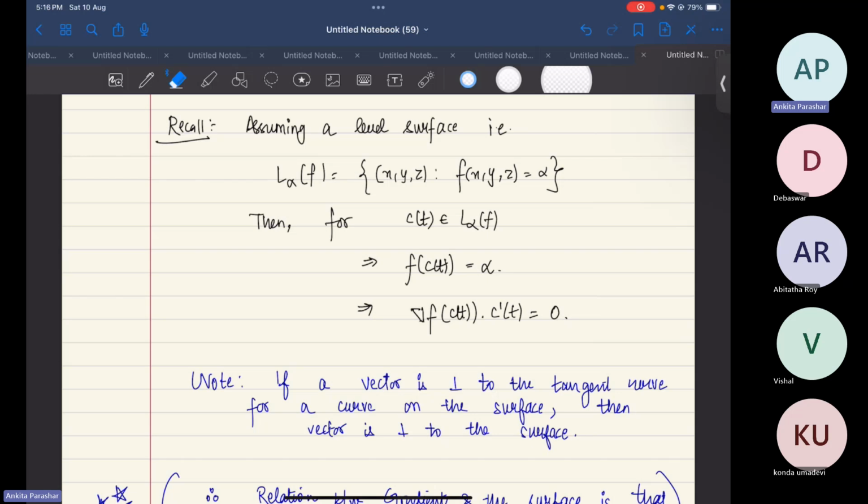What does the chain rule say? If you have a composition of two functions, the derivative is the gradient of that function at that point times the derivative of the inside function. And since that thing is a constant, the derivative has to be 0. And this dot product tells you that c prime is perpendicular to the gradient of f at c(t).